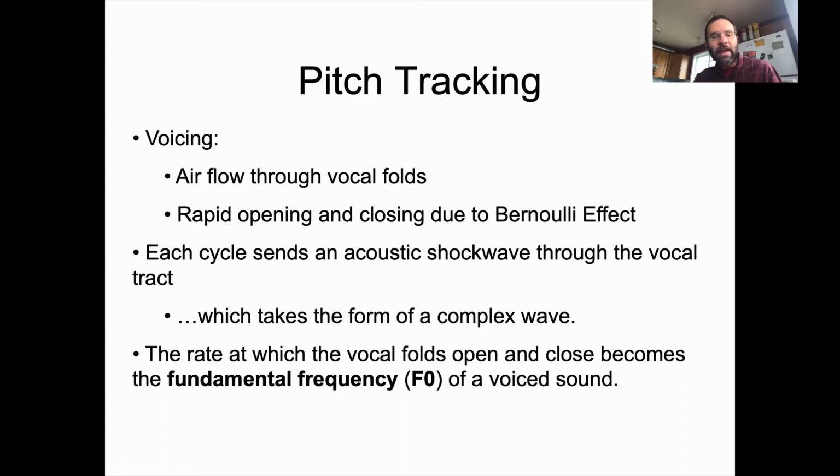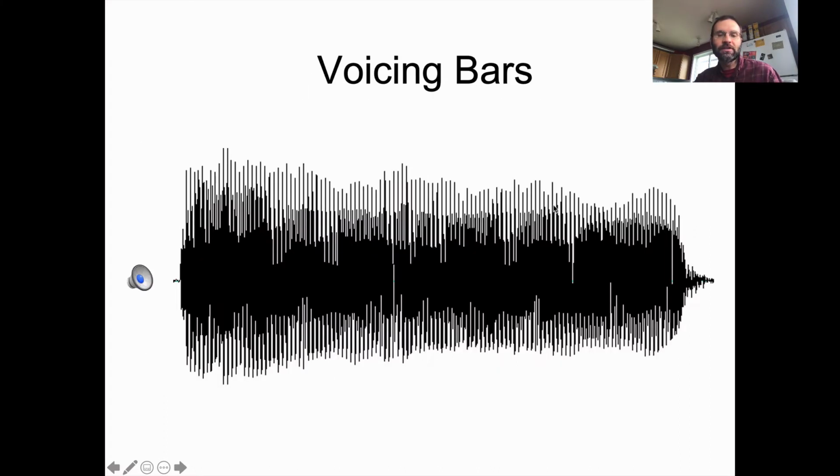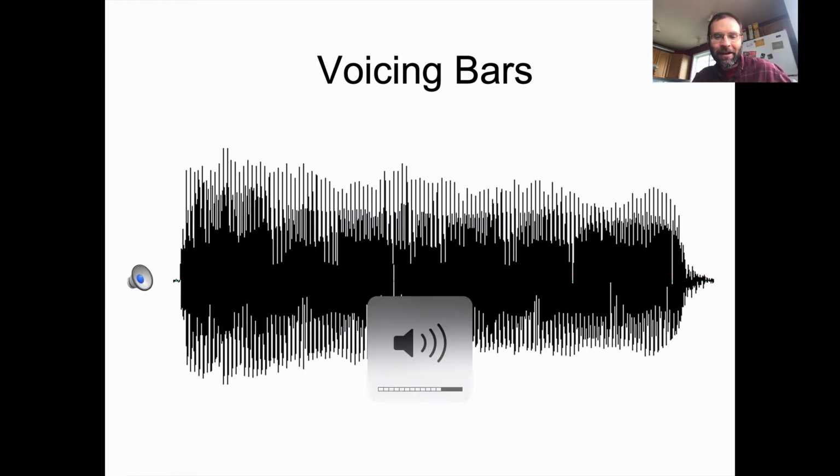What we're going to focus on now is the rate at which those vocal folds open and close and try to figure out how we can get that information out of the signal. And remember that what we call that rate is the fundamental frequency, or the F0, of a voiced sound. So this is what it looks like when I just say the same vowel for an extended period of time. Like that. Maybe I should turn this up a little bit.